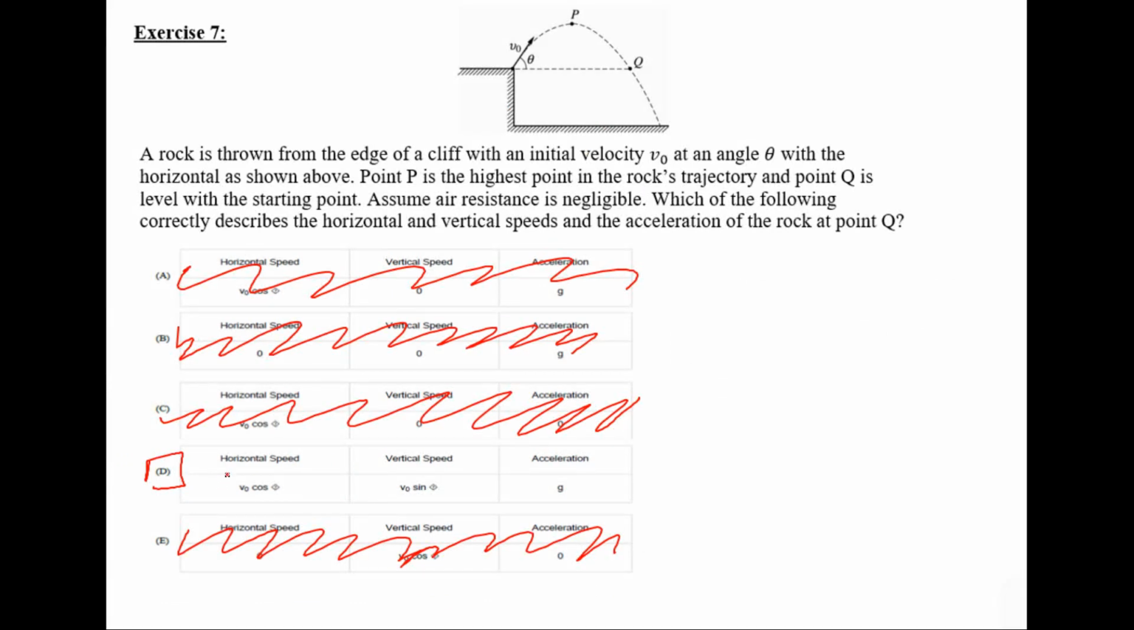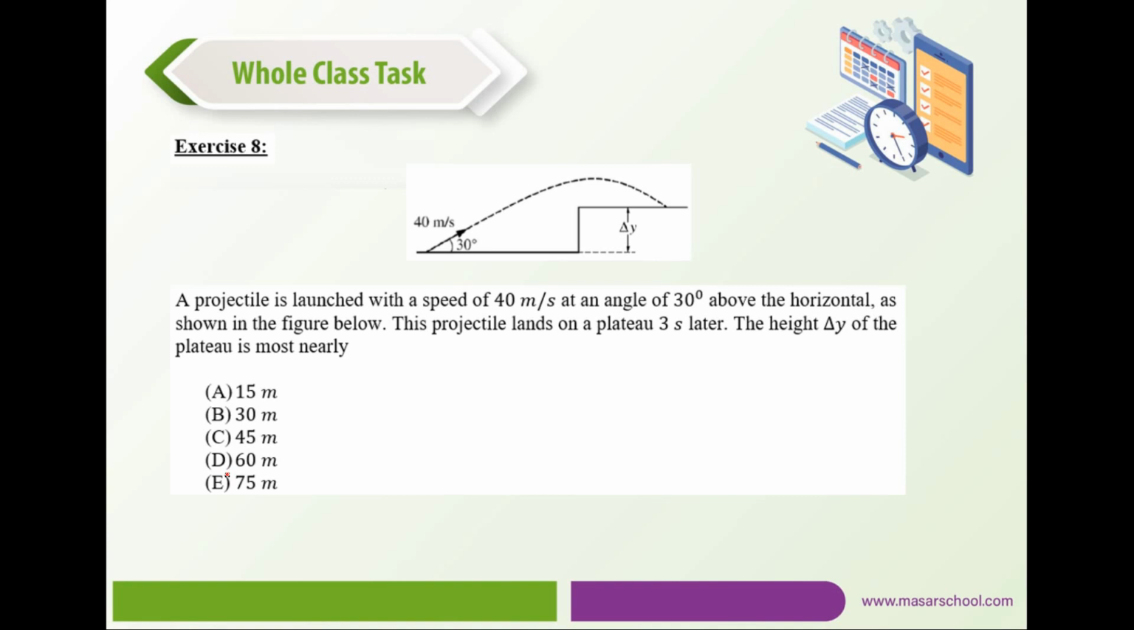Now exercise 8. A projectile is launched with a speed of 40 meters per second and an angle of 30 degrees above the horizontal as shown in the figure below. Okay, that should be the figure above. This projectile lands on a plateau 3 seconds later. The height delta y of the plateau is most nearly, so this is straightforward. We have time, so we can calculate delta y.